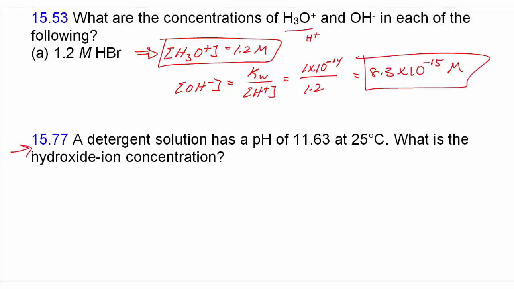A detergent has a pH of 11.63. What is the hydroxide ion concentration? Okay, a couple ways to solve this. I think the easiest is, if you know pH, it's easy to find pOH. Right, because the sum has to be 14. So 14 minus 11.63 is about 2.37. So there's my pOH.